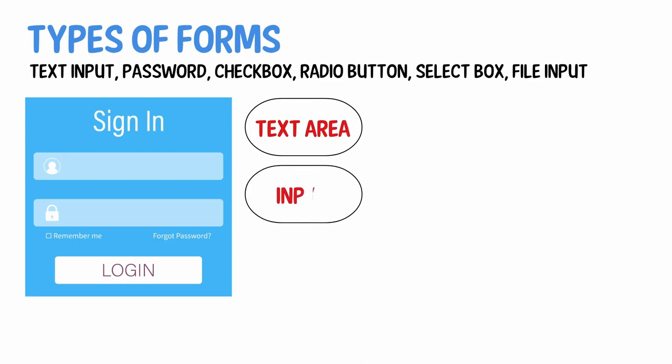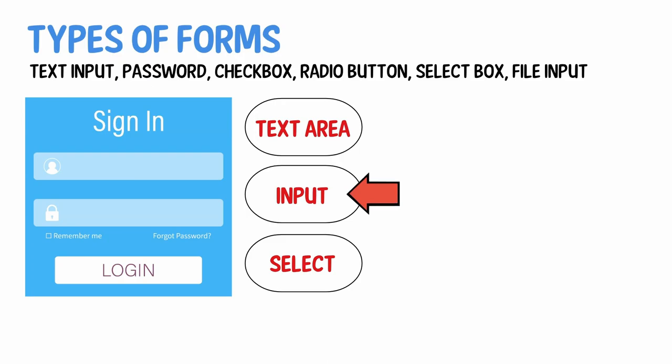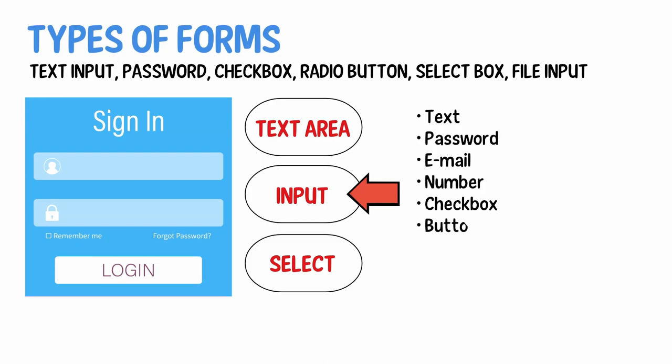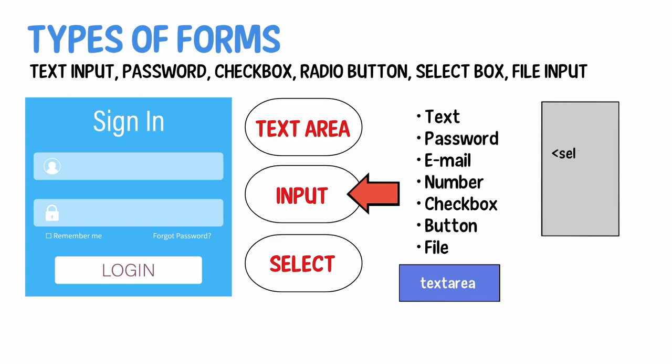Text area, input, select. The most commonly used field is input, which is a single line text area, and there we can define the attribute type like text, password, email, number, but also things like checkbox, file, and much more. To have a big area to set text, we use textarea. To have a single choice, we use a select section with option subsections.